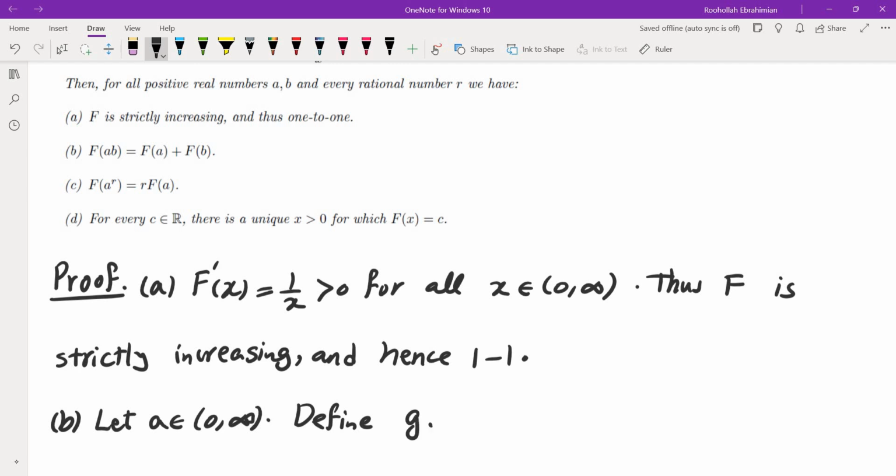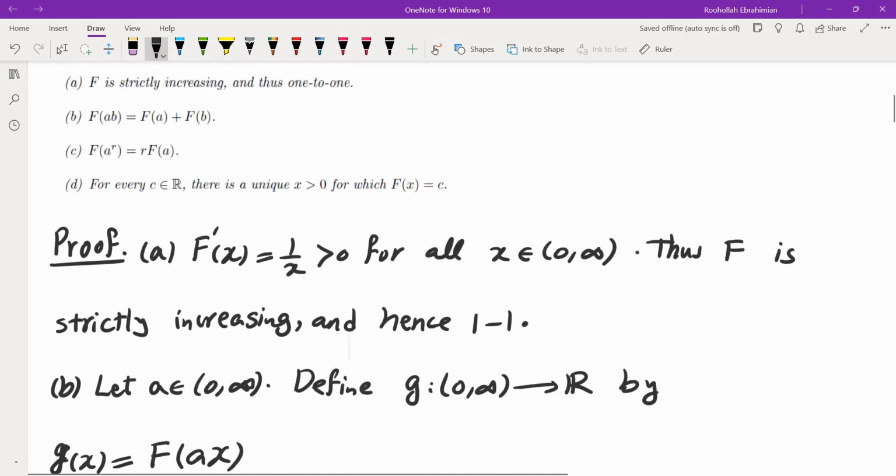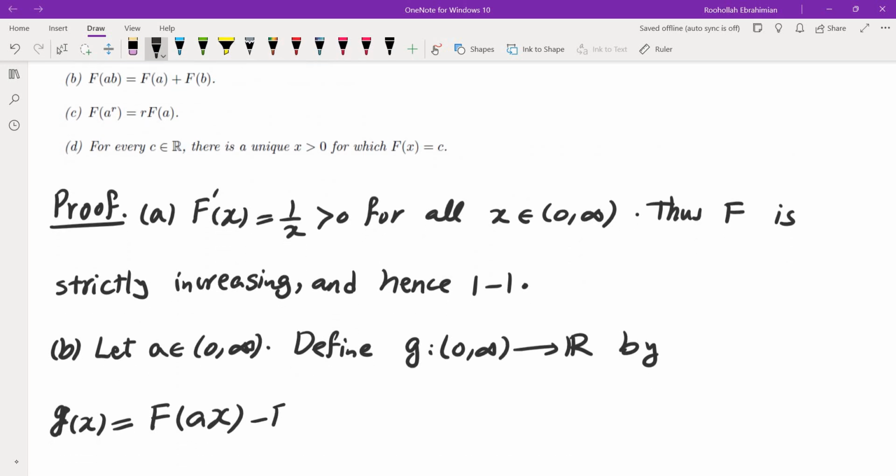I'm going to call it G, from (0, infinity) to R, by G of X is equal to F of AX, I'm going to take the difference of the two sides, minus F of A minus F of X.